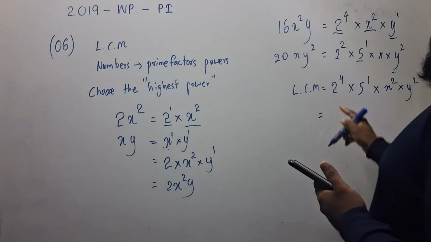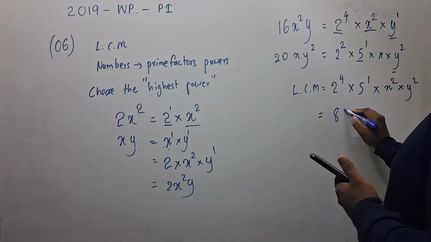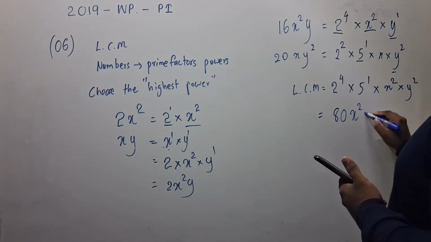So the least common multiple becomes 2 to the power 4, which is 16. 16 into 5 is 80. 80x squared y squared.